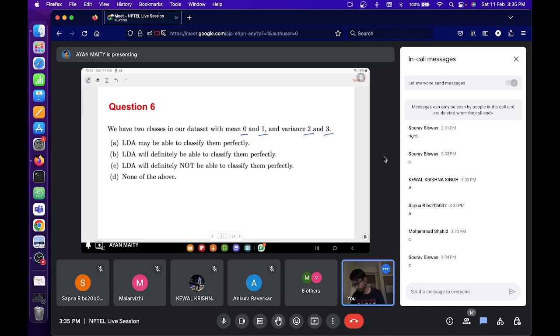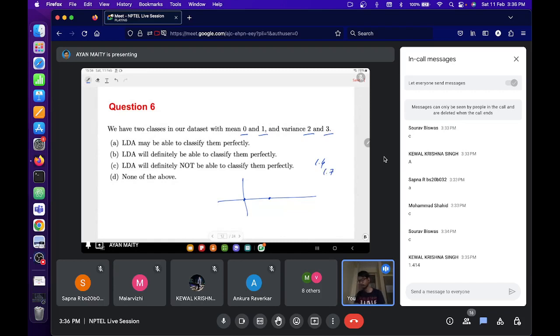So if we draw the data set, the mean for the first class is 0, mean for the second class is 1. So these are the two means, and variance is 2. Variance is a squared term, so we should take the standard deviation, which is the square root of 2. So square root of 2 is around 1.4, and square root of 3 is around 1.7 or something.